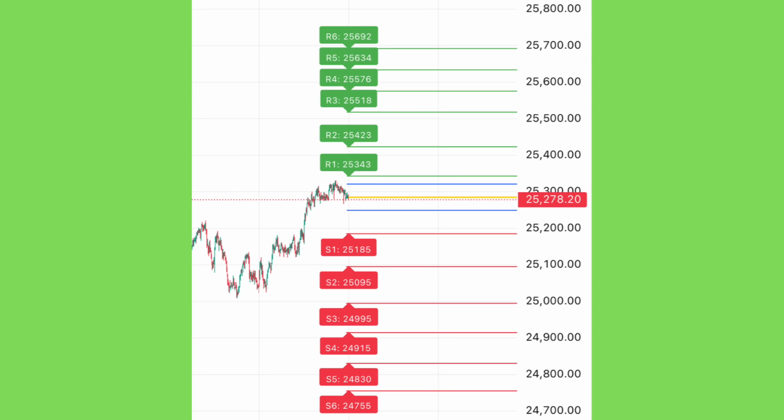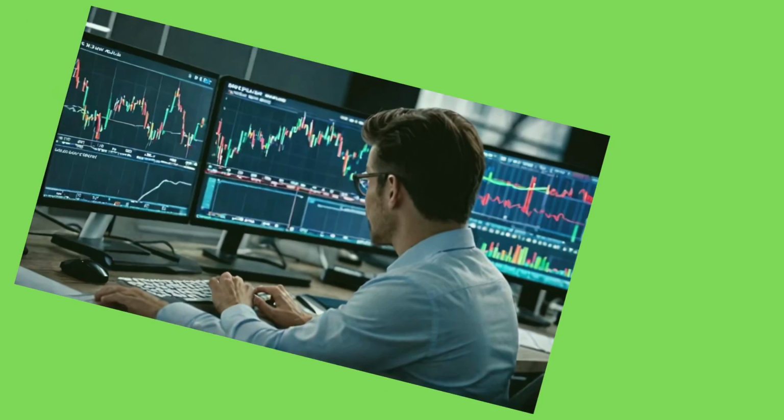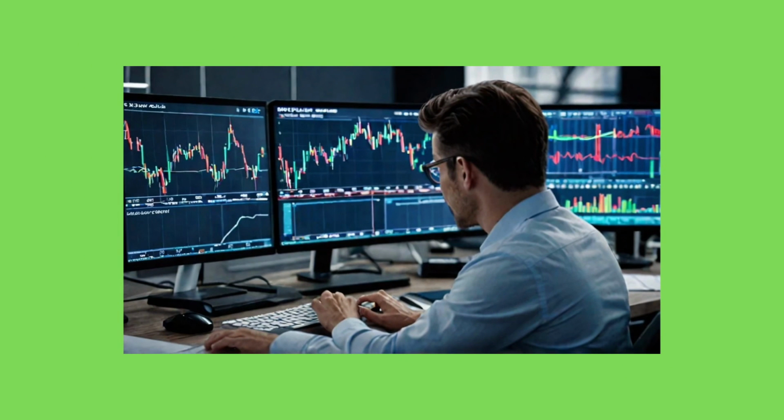For aggressive traders, any bounce towards R1 or R2 can be used as a shorting opportunity if price rejects those zones. On the other side, if Nifty manages to sustain above 25,343, the market might turn range-bound between R1 and R2, giving small intraday scalps on both sides. Remember, today's sentiment is weak, but intraday reversals are common, so protect your profits and trail your stop losses.